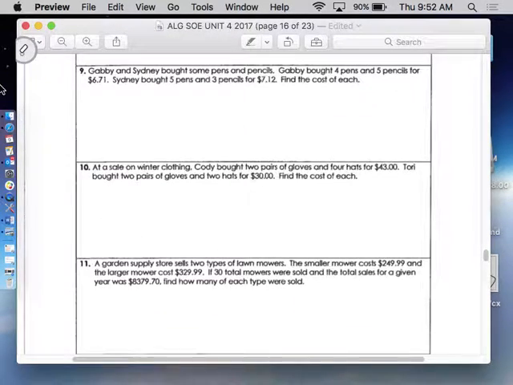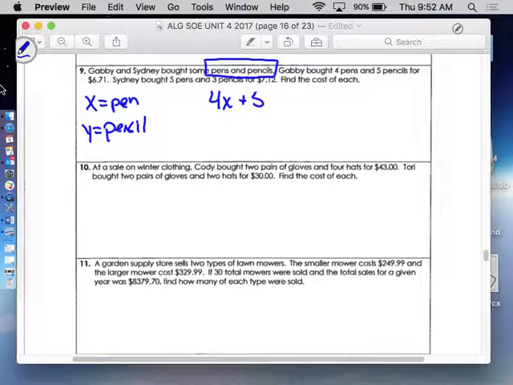And I'll go down and catch number 9. So here, let's see, pens and pencils. Those are my 2 objects, pens and pencils. And I'll just let the x be the pen. It is important for you to identify what each variable stands for. Y would be the pencil. Okay, so the first person purchased 4 pens and 5 pencils. That's the direct translation of that.